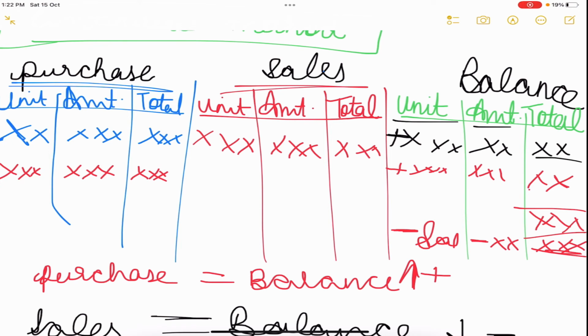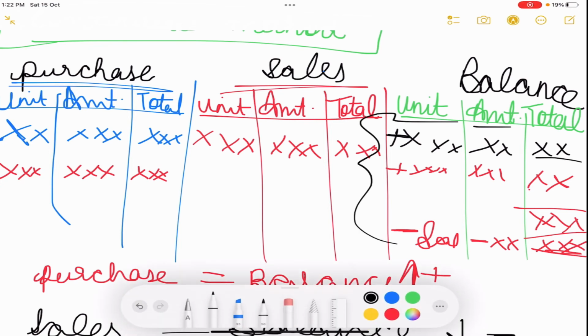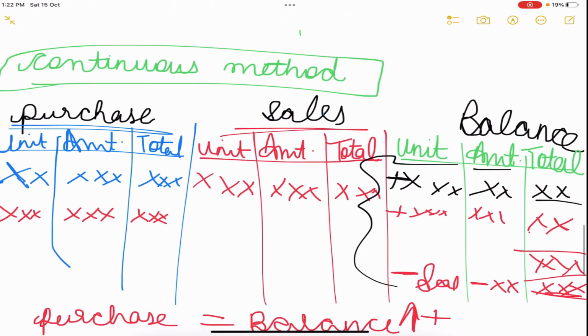So by doing this, this is how you have maintained a balance, with plus and minus. Whatever you purchase comes in, whatever you send out goes out, and by the end of the year, whatever balance you have left would be your closing inventory. So this is very easy. When we do the question, you will understand it better.